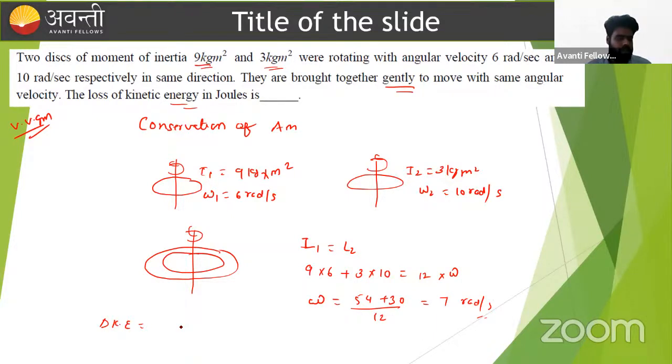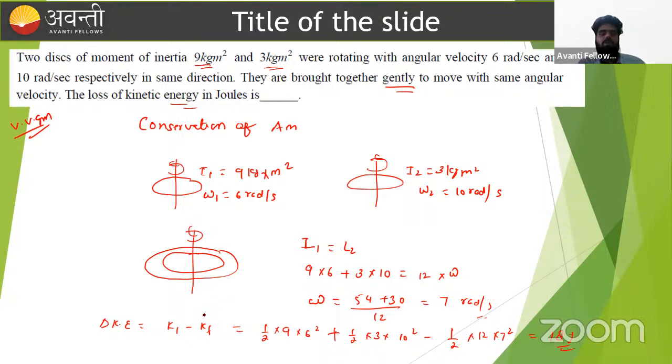We can say that the loss in kinetic energy means kinetic energy initial minus kinetic energy final. So how can we write it down? Half I1 omega 1 square, that is half 9 into 6 square, plus this is also part of initial, half 3 into 10 square, minus half. What is the final I, beta? We can say final I will become 12 into 7 square. If we solve this, beta, we will get the required answer in joule, that is 18 joule. Why do we put initial minus final? Because we already consider loss. Okay, 18 joule of energy is lost.